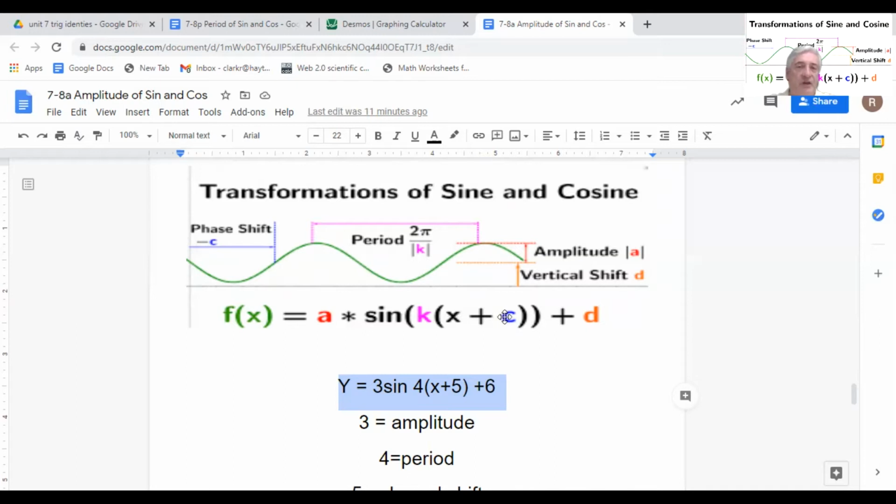Then we have C. C is the phase shift. If you have your sine graph, and we'll show you what that looks like in a minute on the calculator, and you want to move it sideways a little, C could be plus or minus, and we would actually move the graph along the x-axis. Then we have D. D comes after, it's outside the parentheses. It's at the very end. And D would move our graph up or down. What's our graph look like? Let's go find out.